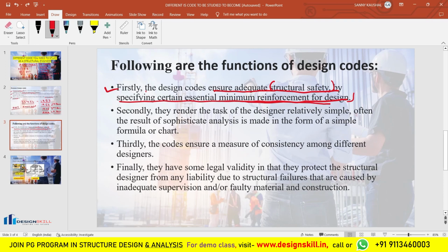Now let us look at the second function of our design code. The second function of the design code tells you that any structural engineer who is practicing design and all, what will happen?